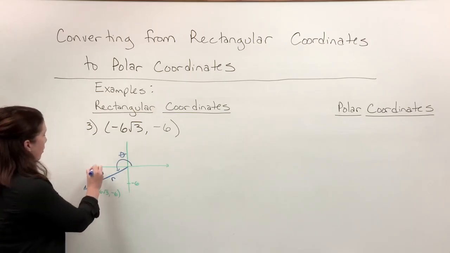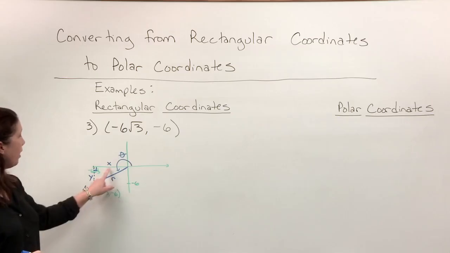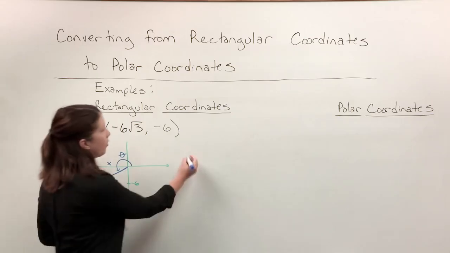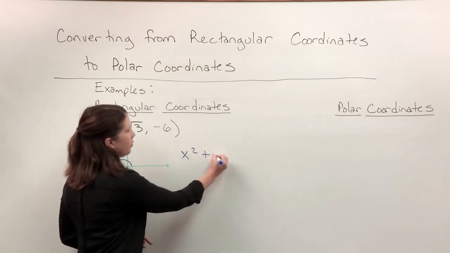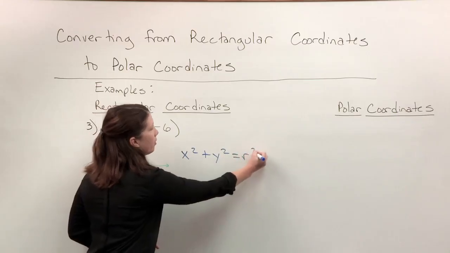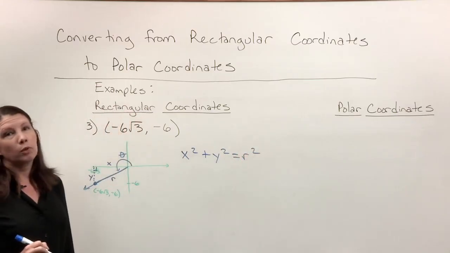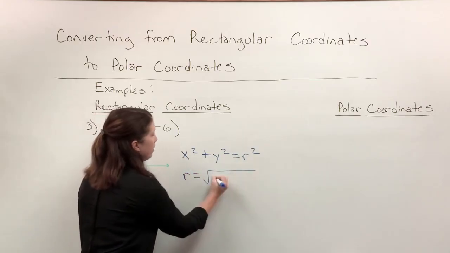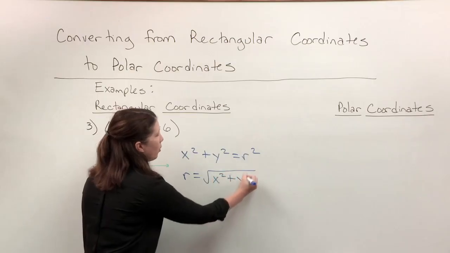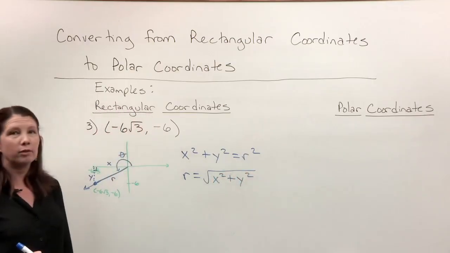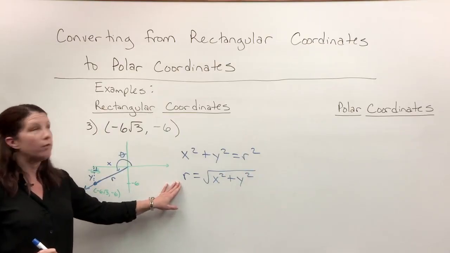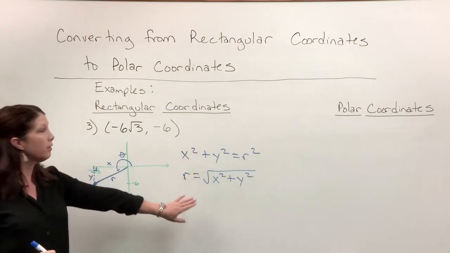Drawing in our right triangle, we know x and y, and we can find r by using the Pythagorean theorem, x squared plus y squared equals r squared. Since we're looking for r, we might go ahead and take the square root of both sides and write our formula as r equals the square root of x squared plus y squared. And this is the formula that we will use when converting from rectangular to polar to find r.